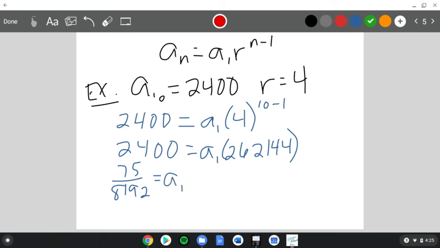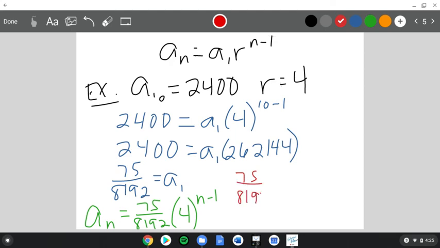So then our explicit formula, a sub n is equal to 75 over 8192 times 4 to the n minus 1. And if we want to give the first three terms, the first one is 75 over 8192. Multiply by 4 each time. The 4 will cancel into the denominator every time. 75 over 2048 and 75 over 512. I'm just multiplying by 4 every time because that's the common ratio.